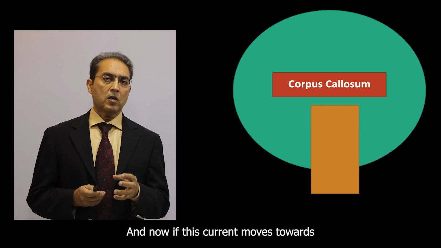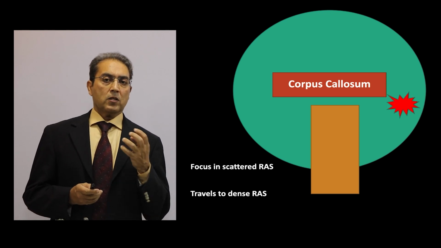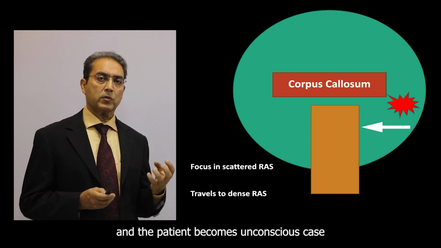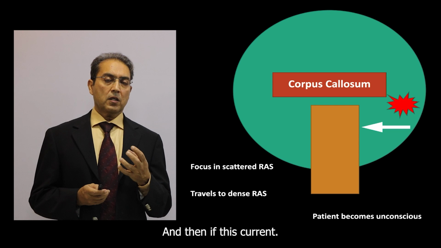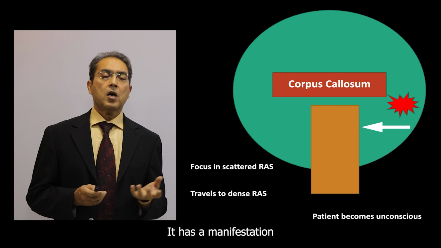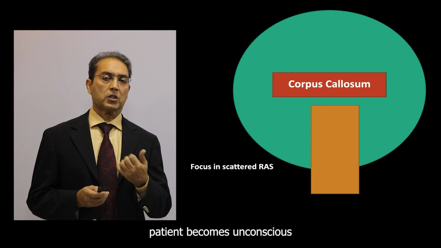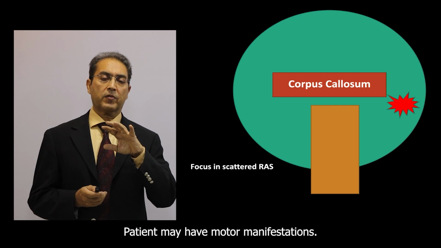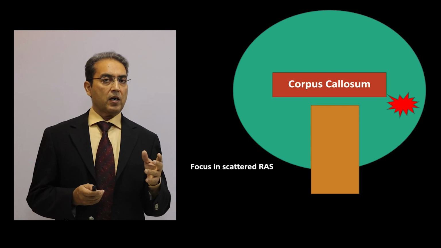And now, if this current moves towards the brainstem, the patient has an aura, and then the patient becomes unconscious. So this is another way a patient becomes unconscious, but you see there is an aura and then the patient becomes unconscious, a case of secondary epilepsy. And then if this current moves to other parts of the nervous system, it has manifestations according to the way the current is moving. As I mentioned, if it comes to the brainstem, the patient becomes unconscious. And if it goes to the other portion, for example the motor cortex, the patient may have motor manifestations. And if this spreads to the other side through the corpus callosum, the patient may have motor features on the other side as well.